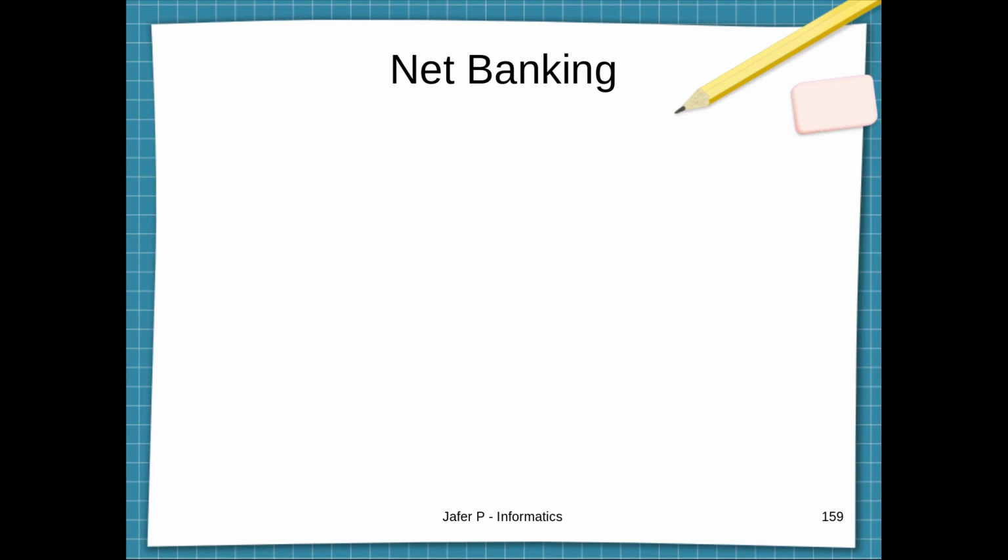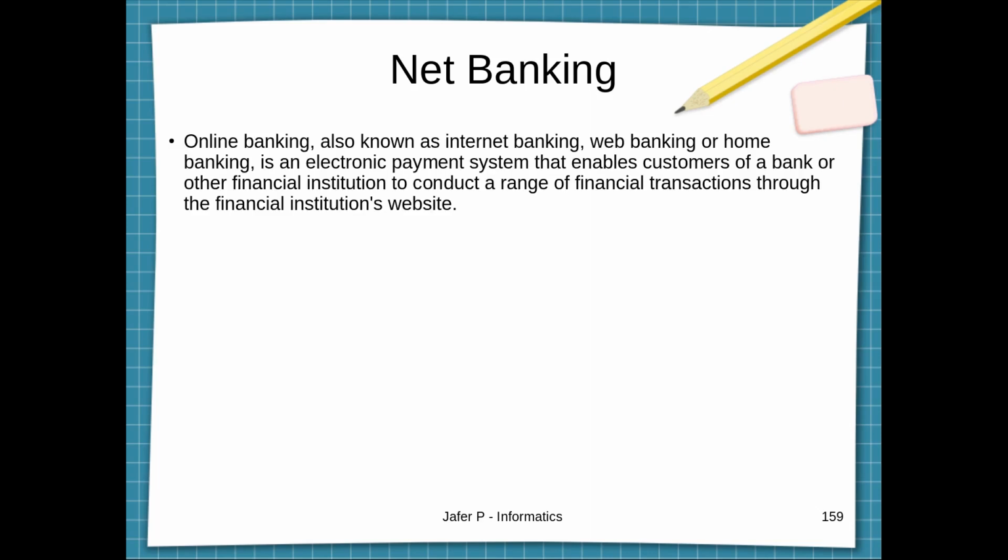What is net banking? Right, nowadays net banking is a most popular application where the user can do money transactions, right? Online banking is also known as internet banking or web banking or home banking. It is an electronic payment system that enables customers of a bank or other financial institution to conduct a range of financial transactions through the financial institution's website, right? Using the financial institution's website, the account holders of that bank can do internet banking or web banking or home banking or online banking. It's an electronic payment system where the user can do the transaction. It may be debit or credit.